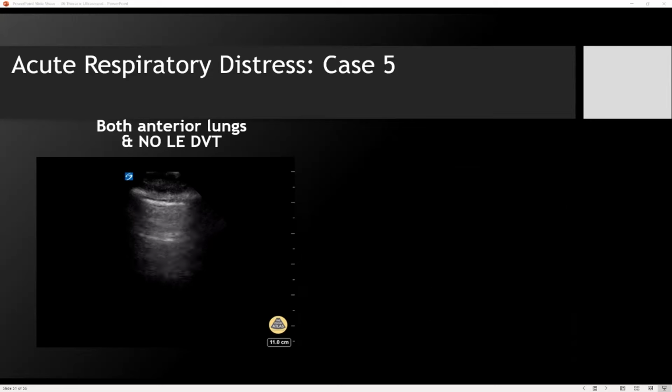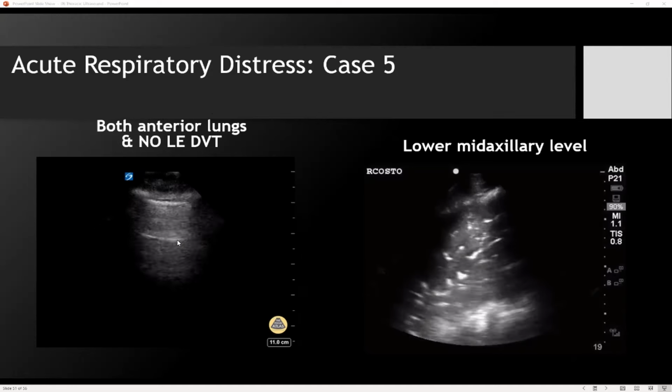Okay, any other fellows on? Louisa, are you around? What do you do if you have this patient with anterior lungs have this finding and no lower extremity DVT, and you have this?